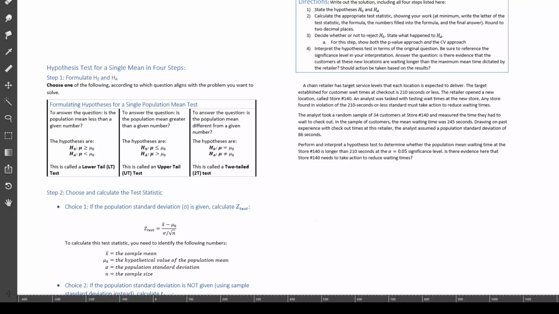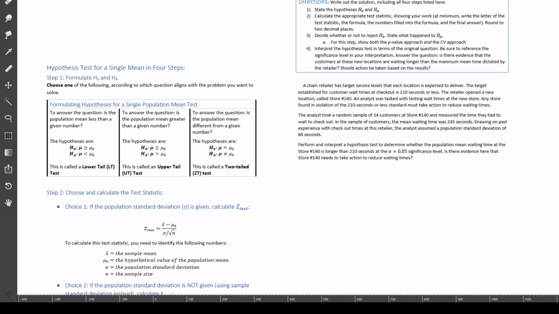And that's based on the actual specific question that they're asking. So in this problem, you have a chain retailer that has a target service level. They want all the stores in the chain to have checkout times that are 210 seconds or less. So any store that has average checkout times 210 seconds or less is fine. They are meeting the standard. Violation of this standard would be checkout times that are longer, right? Because longer is worse when it comes to checkout times.